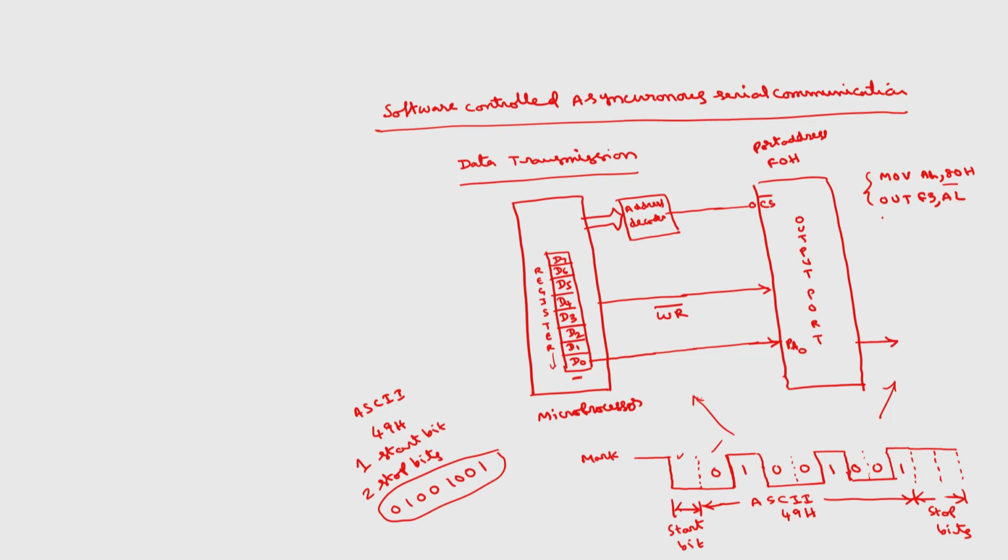Now, I have to set the counter. Total how many bits do I want to transmit? I want to transmit a total of 8 bits. I will take MOV CX, 0008H. Then I will take the data that is to be transmitted, 49H, into some register, say BL, MOV BL, 49H.